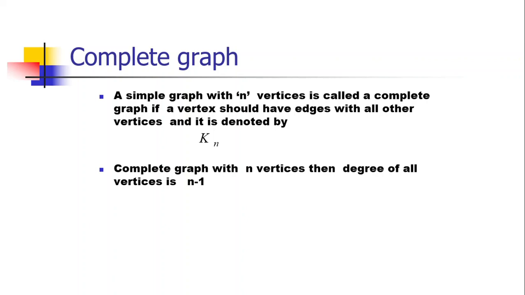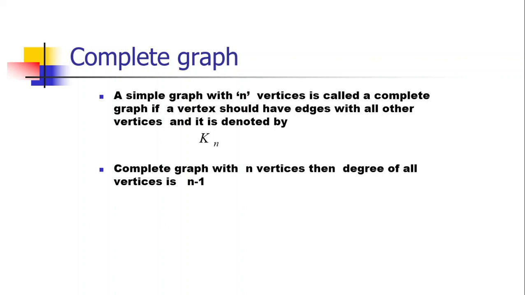So what do you have to check? You have to check that every vertex is connected to all the remaining vertices. The first vertex should be connected to the remaining 2 vertices, and the same applies to the second vertex and the third vertex. So it is called a complete graph and, with 3 vertices, it is denoted by K3.